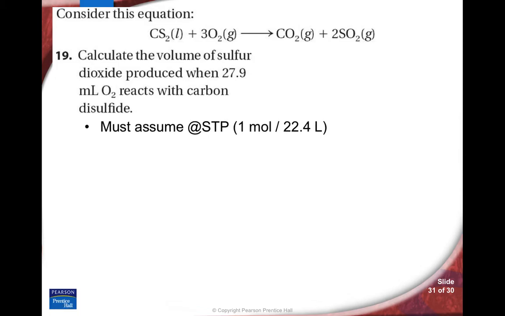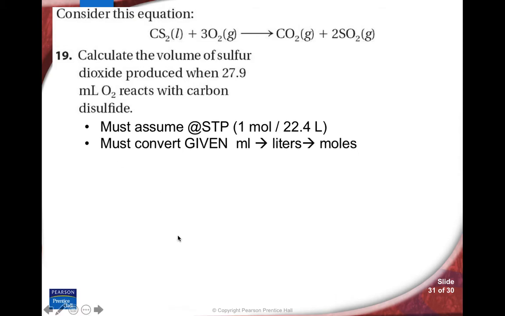If we're doing anything with volumes, we have to assume the conditions are STP. 1 mole of any gas at STP is 22.4 liters. Next thing you have to do is convert that given substance into moles. And in this case, this is a classic trick. They give you milliliters, not liters. So you actually have to do some metric conversions first. It's usually not terribly hard, but keep that in mind.